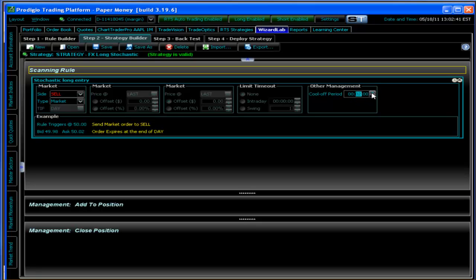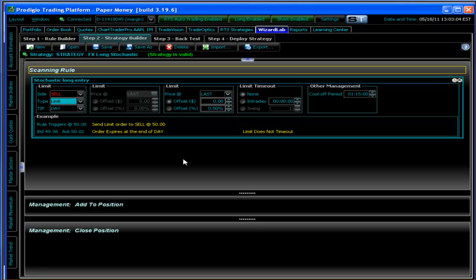Now this can be as long as you want. You can cool off say 15 minutes or an hour and 15 minutes, etc. But what this will do is throttle the execution of the signal so that it has to time out by that amount before it gets into another position on the same symbol. Right? And that's available for any kind of order type.